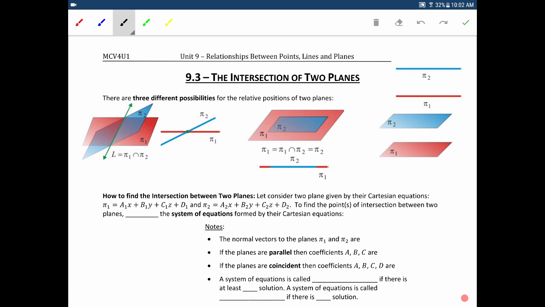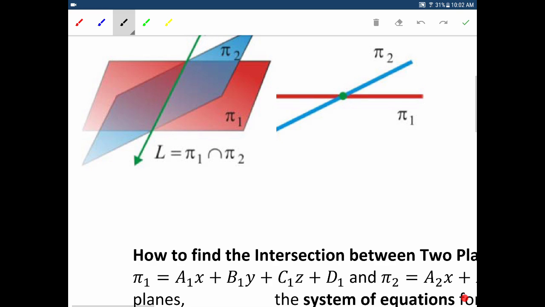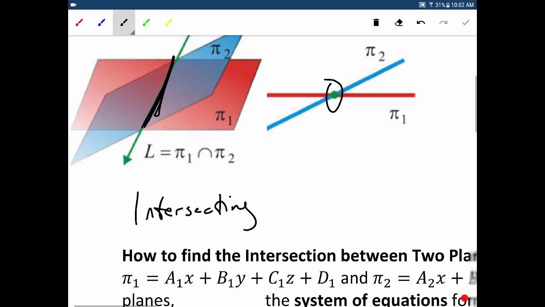Hey guys, today we're going to take a look at the intersection of two planes. Now there are three possibilities here. Number one is it can look like this, and this is where they are intersecting. Now you will notice that when they intersect, it's as a line, because of course they're planes. This is just a cross section of what it would look like, so it's not actually a point. In 3 dimensions, it would be a line.